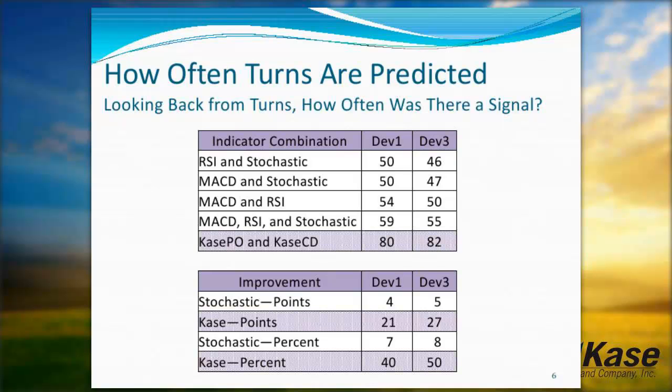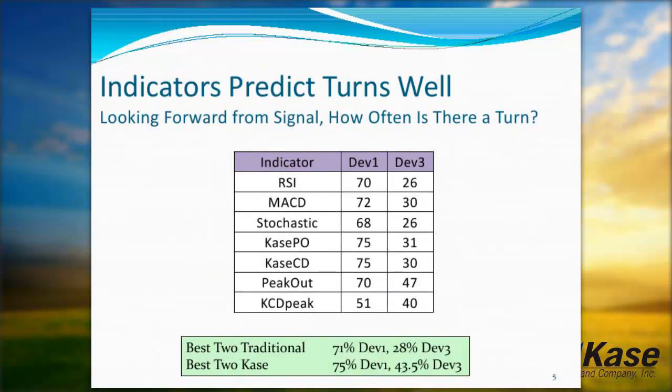Now, getting back to my original statement here, and this really relates back to this slide, whenever we have a divergence or a KCD peak or a peak out, we usually have a Dev 1 move, but less than 50% of the time, especially for the divergences, do we have a Dev 3 move. And so really, the Dev 3 moves are the moves that are statistically significant, and those are the points where we would want to get in, or hopefully have been in the opposite direction ahead of time.